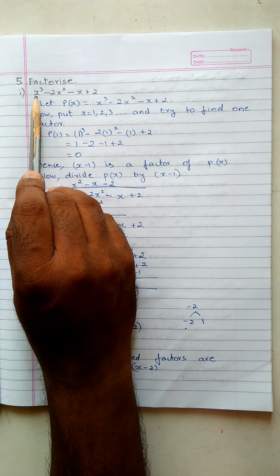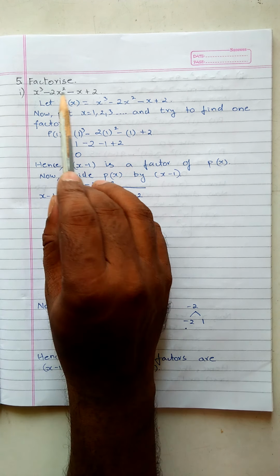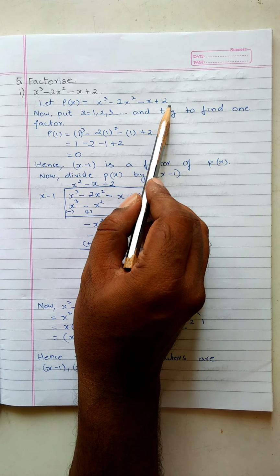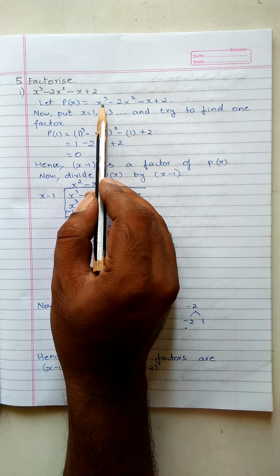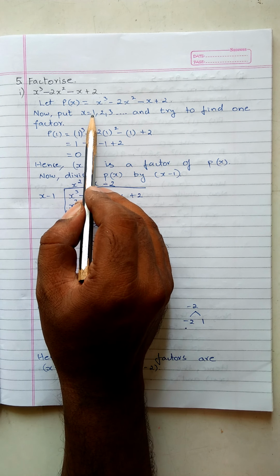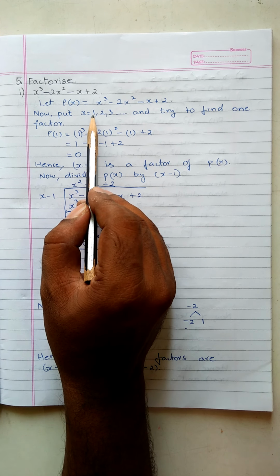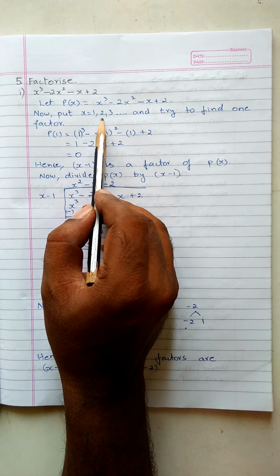So first, I want to check for any one factor using the trial and error method. The given polynomial is p of x equals x cube minus 2x squared minus x plus 2. I can substitute 1 over here and check whether I am getting 0 or not to find the first factor. We can take any number: 1, 2, 3, plus 1, minus 2, minus 3, like that. Based on the trial and error method only, I will be able to find the first factor.